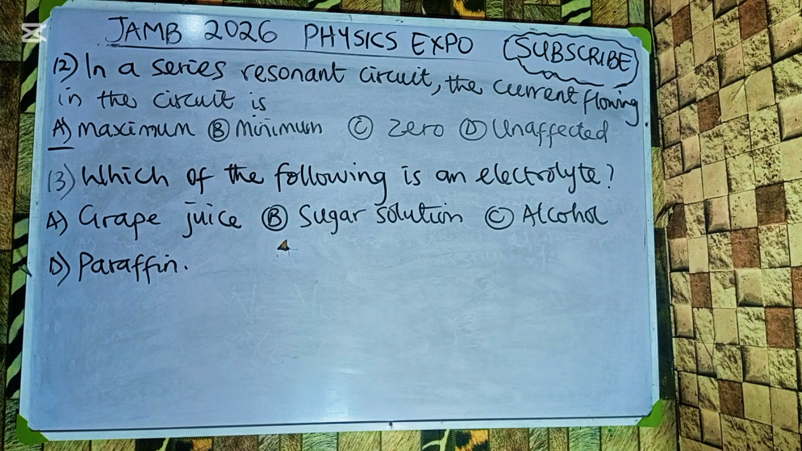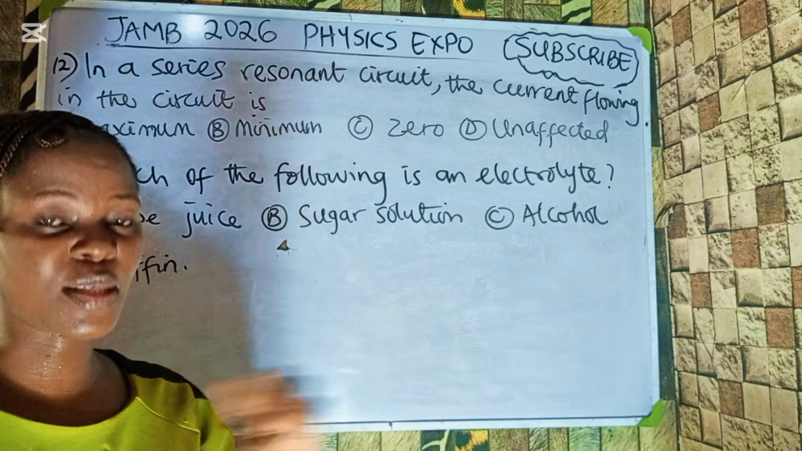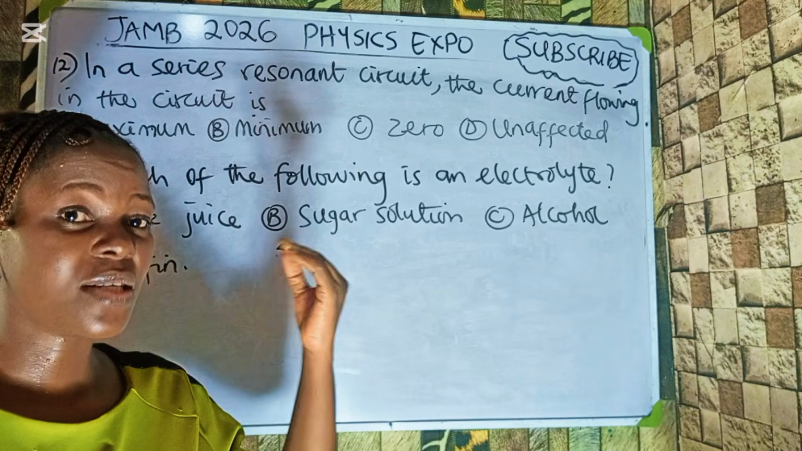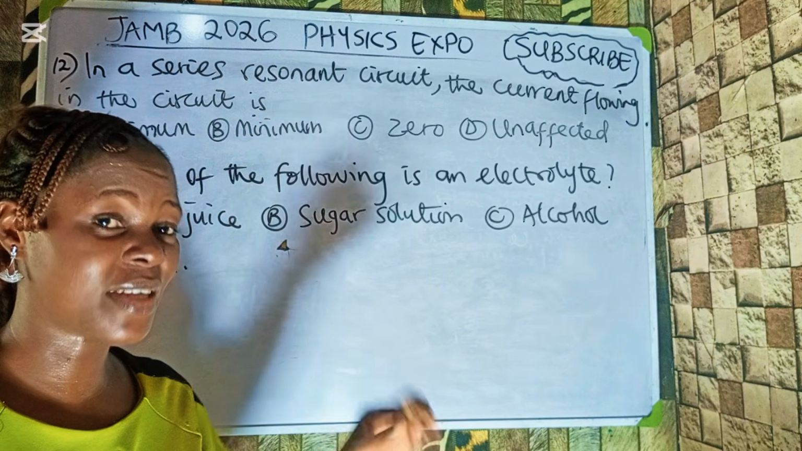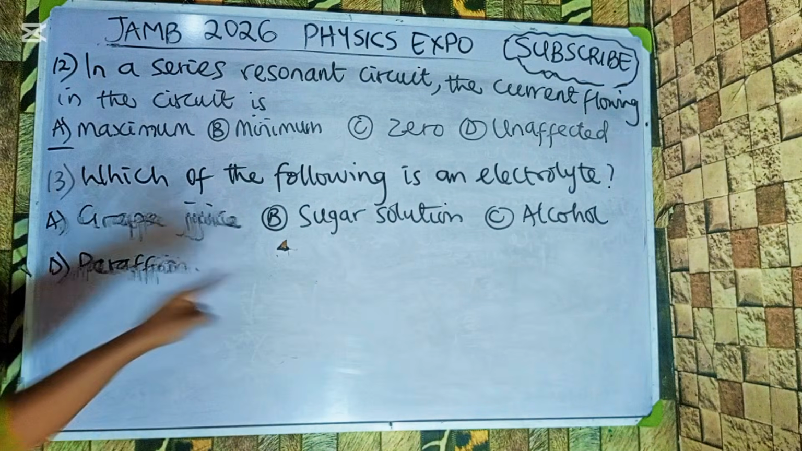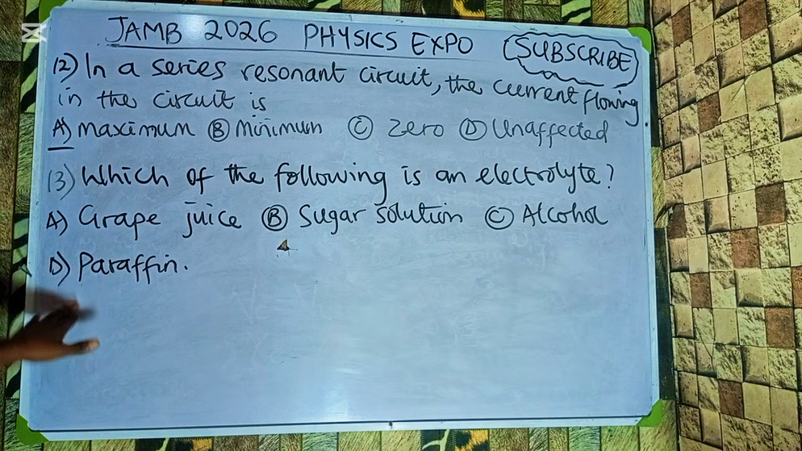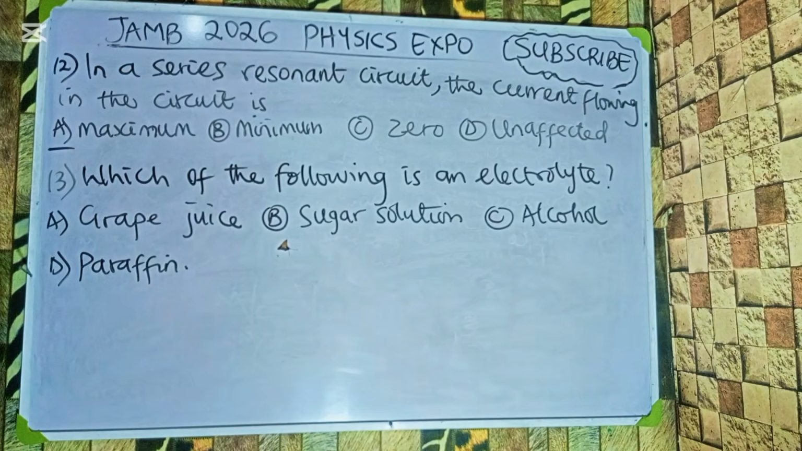Question 13. Which of the following is an electrolyte? A, grape juice. B, sugar solution. C, alcohol. And D, paraffin. You must know that electrolytes are only solutions of acids, bases and salts. Any other ones that are not solutions of acids, bases and salts are not said to be electrolytes. And you must also remember that generally all organic compounds are non-electrolytes. So sugar solution, alcohol and paraffin are all organic compounds, so they are said to be non-electrolytes. So the only electrolyte here is what?